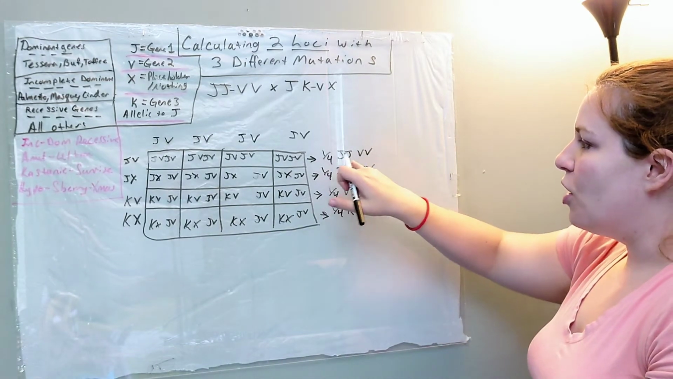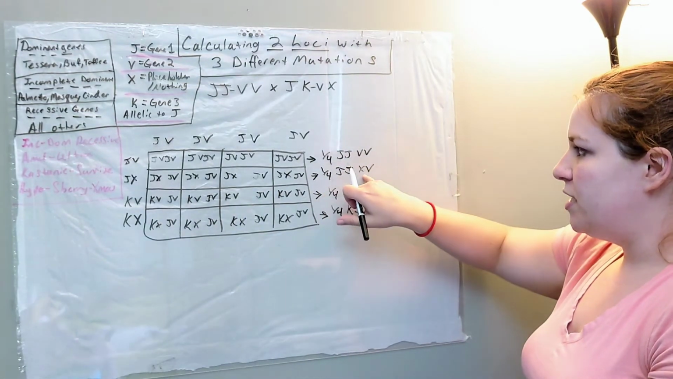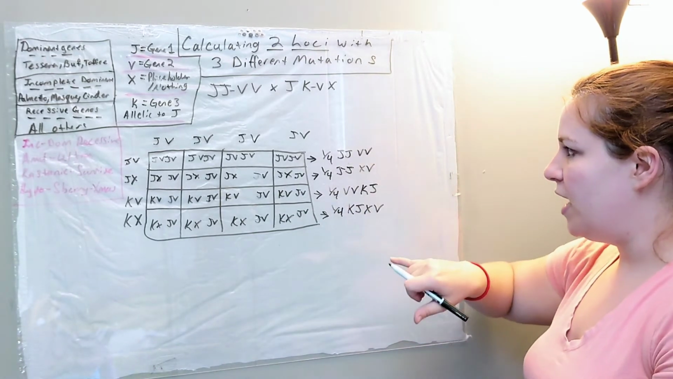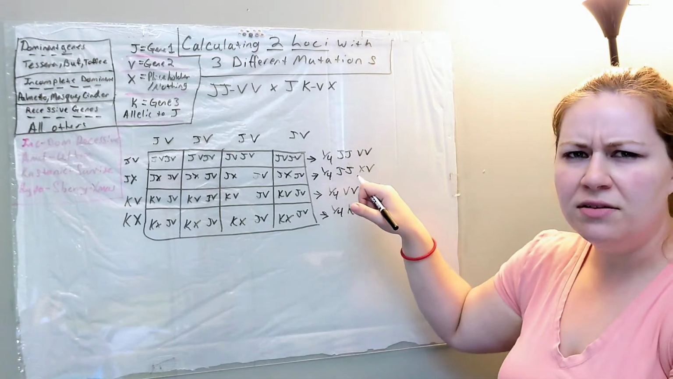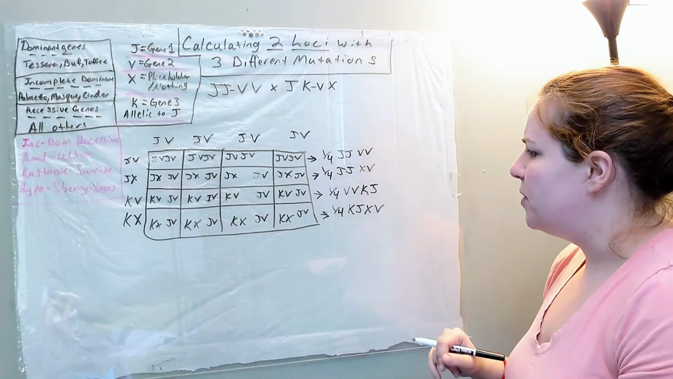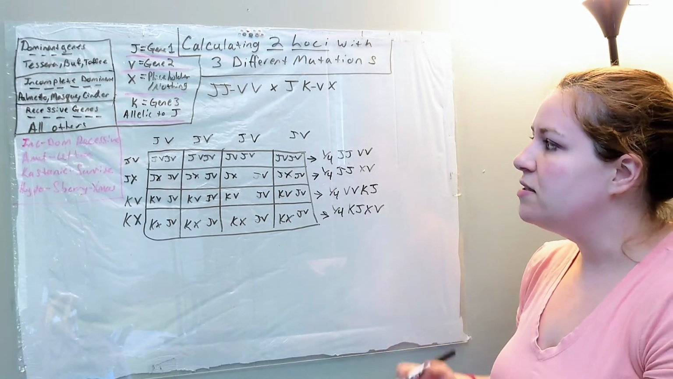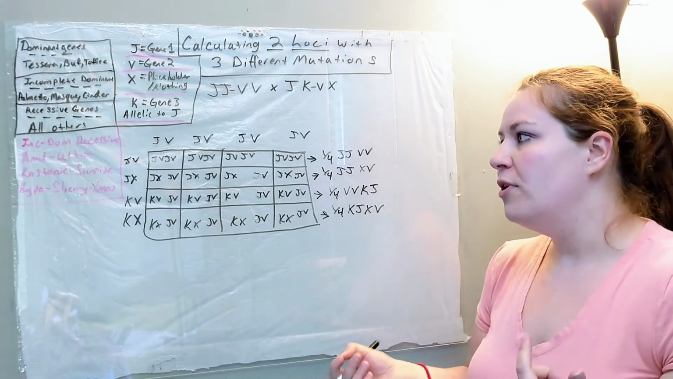So what we have here are 1/4 JJVV, 1/4 JJXV, 1/4 VVKJ, and 1/4 KJXV. I'm sorry if I was saying G instead of J. It's just a slip of the tongue there. So why don't we go ahead and apply different genes to these, just to give you guys an example.